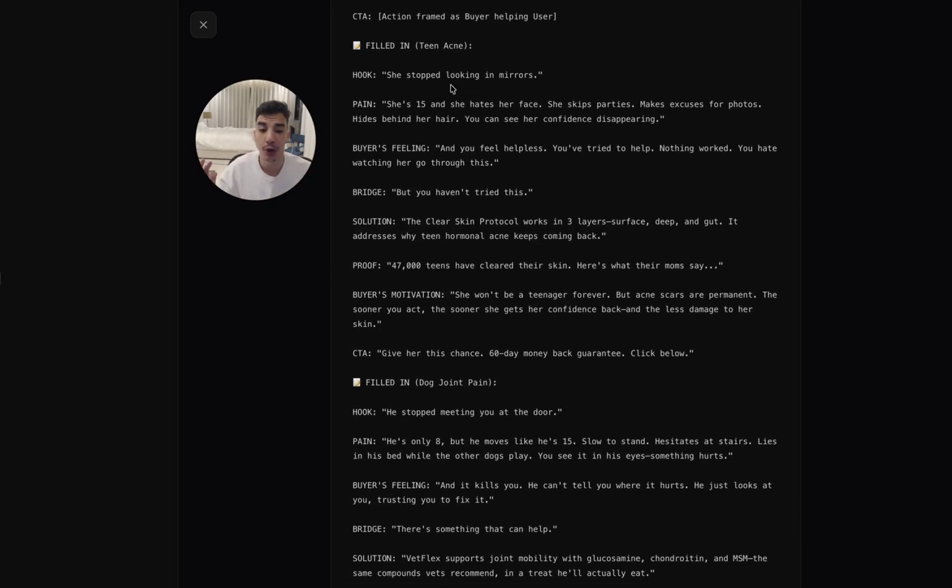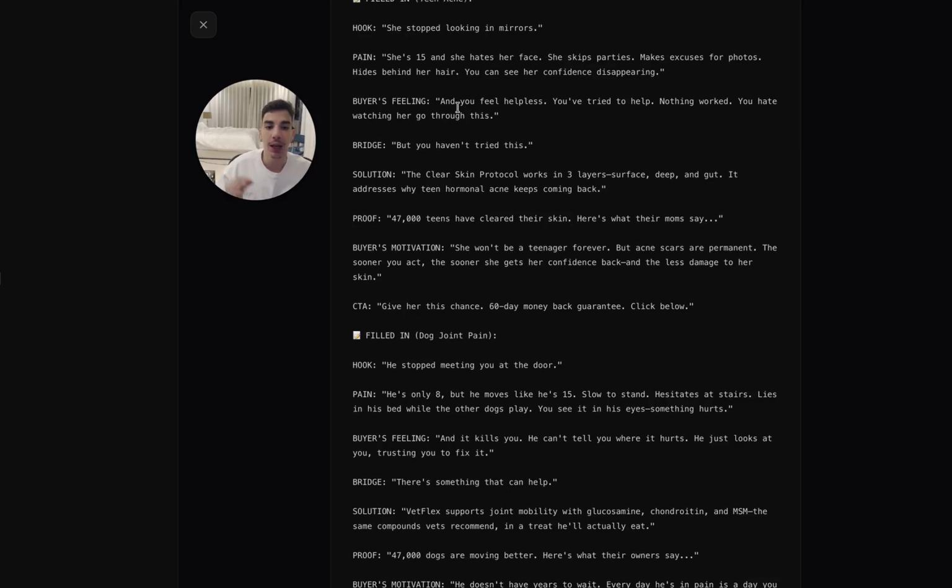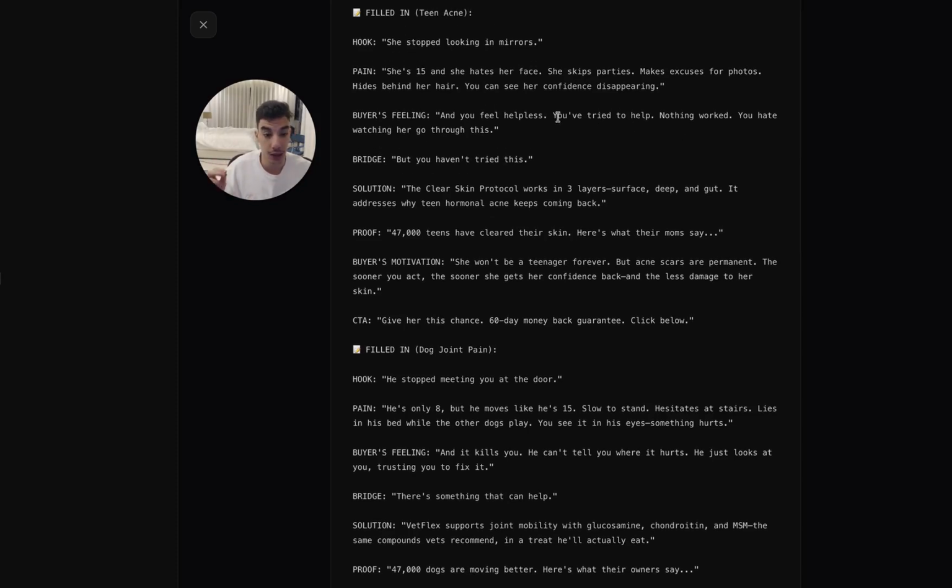Teen acne. Hook: she stops looking in the mirror. Pain: she is 15 and she hates her face. She skips parties. She makes excuses for photos. Hides behind her hair. You can see her confidence disappearing. What you're describing is the pain of the user. Buyer feelings: the mother, you feel helpless. You have tried to help. Nothing worked. You hate watching her go through this.